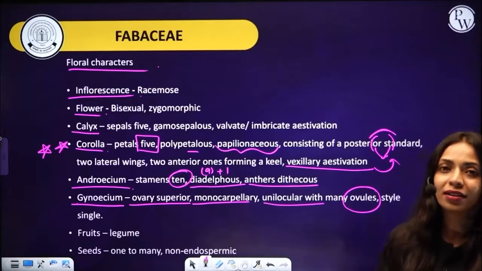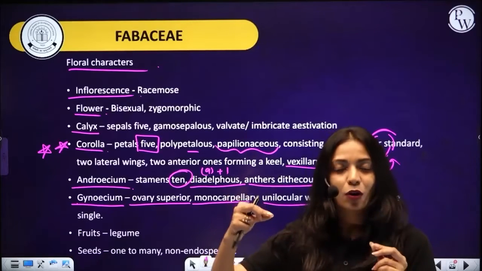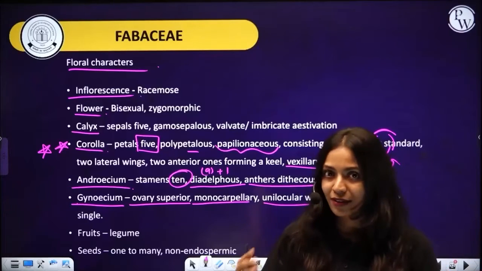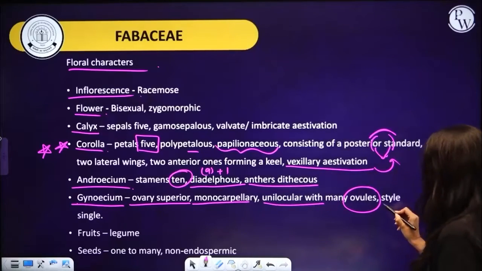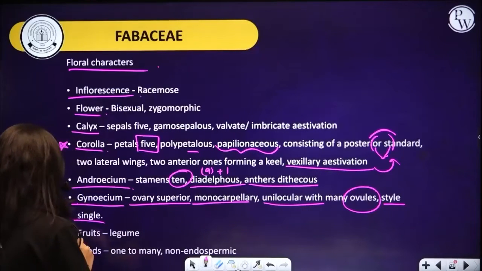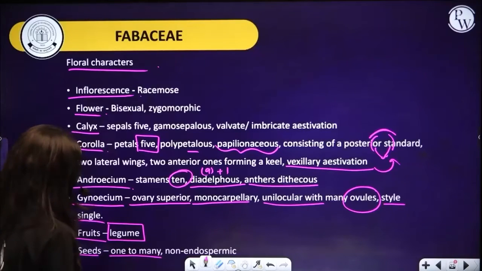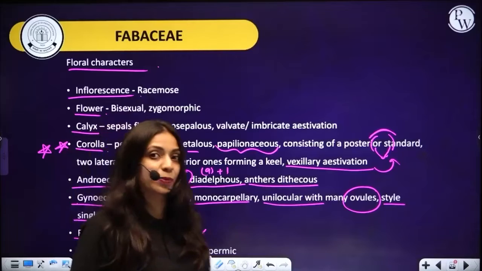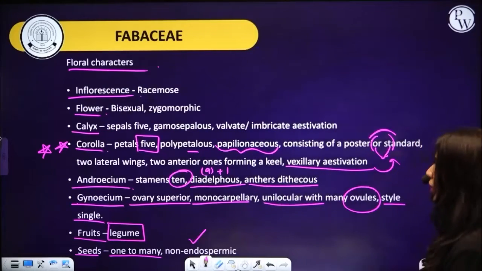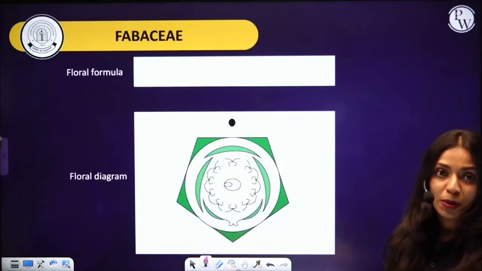Obviously, in a pea plant, you've seen the pea pod, you've seen the beans, right? You know that each of them has many seeds, right? So that indicates that in the flower, the ovary would have had many ovules within it. Style is single. Fruit is called a legume. Seeds, one to many. They are non-endospermic. That means at maturity, they will not have any endosperm within them. So these are the characteristics of the angiosperm family, Fabaceae.